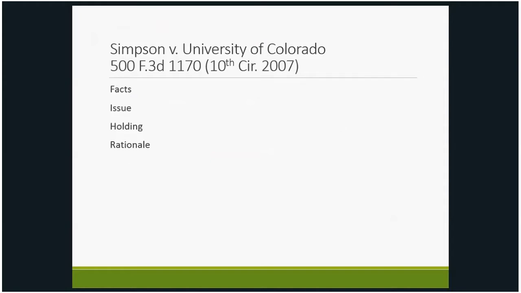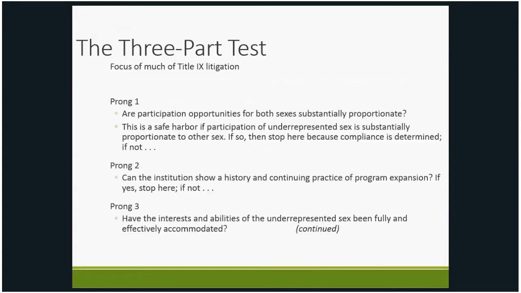Simpson versus University of Colorado talks a little bit more about how Title IX, perhaps in a sexual assault context, is appropriate.